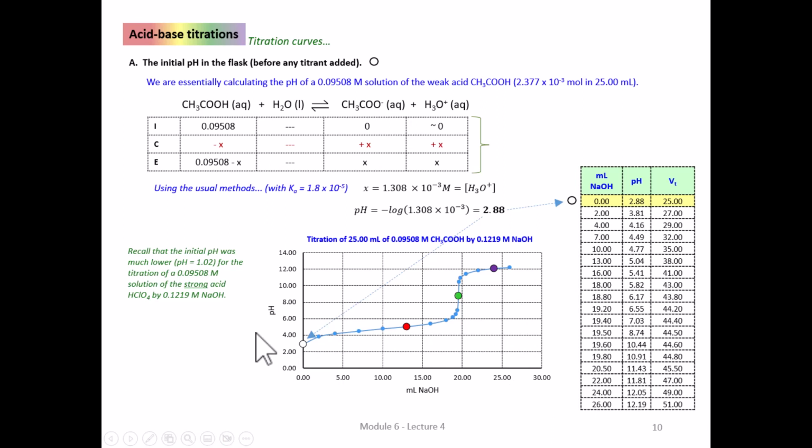Now recall that the initial pH was much lower when we titrated the strong acid with the strong base, because the strong acid, of course, would have the lower pH. Another way to think about it would be the initial pH in the flask should be higher for the weak acid, acetic acid, than for the strong acid.